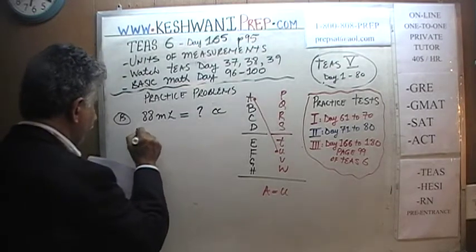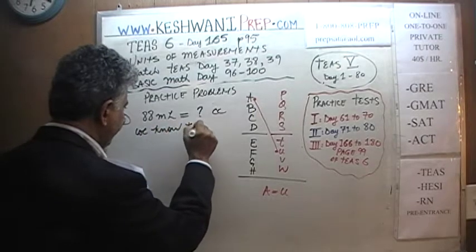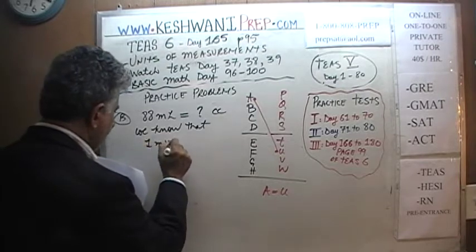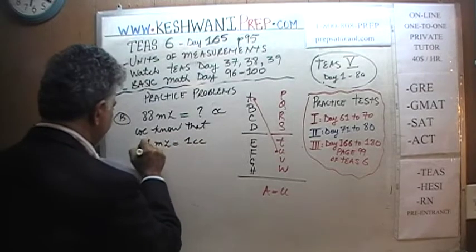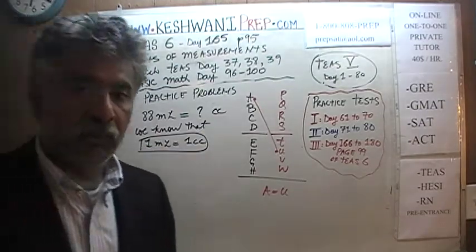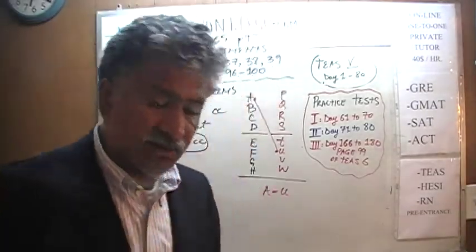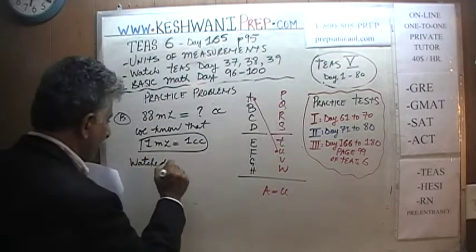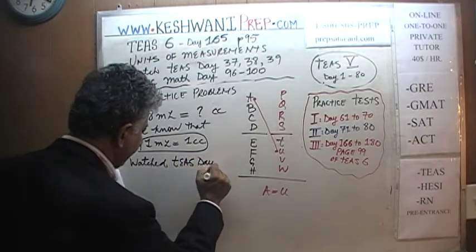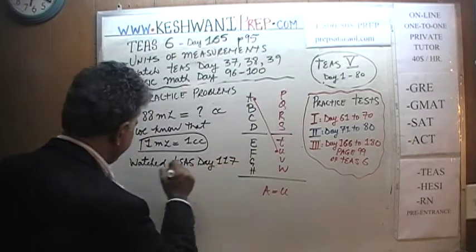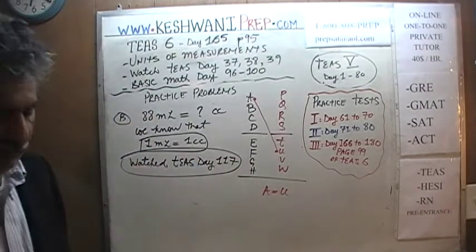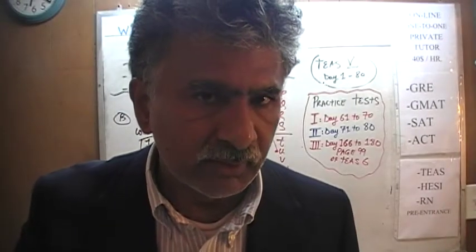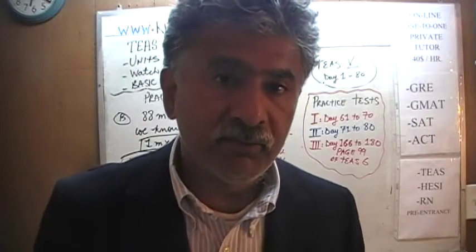We know that 1 milliliter equals 1 cubic centimeter. The important question is, how do we know that? To which the answer is, because we have watched TEAS day 117. On day 117, we learn why exactly 1 milliliter equals 1 cubic centimeter. We're not going to go through it right now because we're just doing the problems. We're not learning the concept. Concepts are something that we already learned.